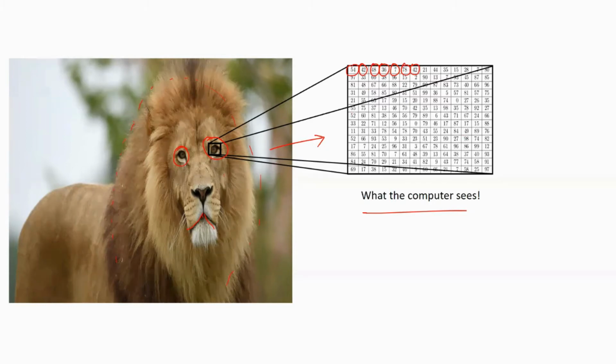Suppose you have selected this eye, you can also select this nose, this mouth, this body. So these are the pixel values. Now, along with these pixel values, they are telling you about the region.